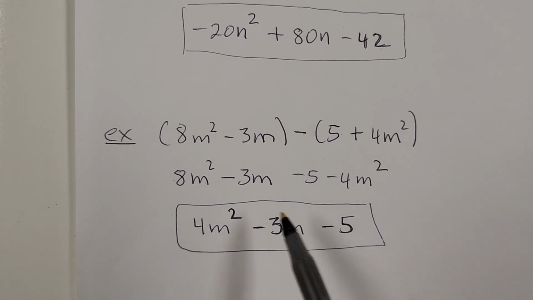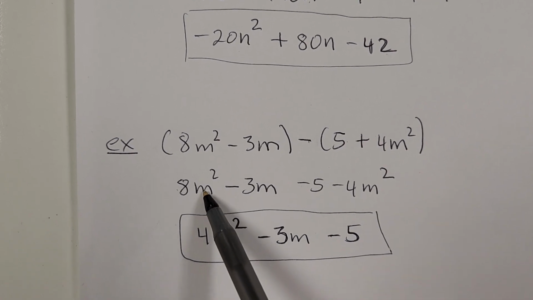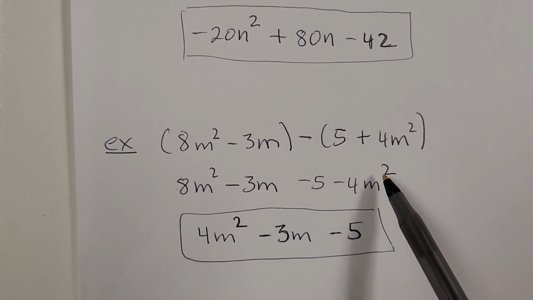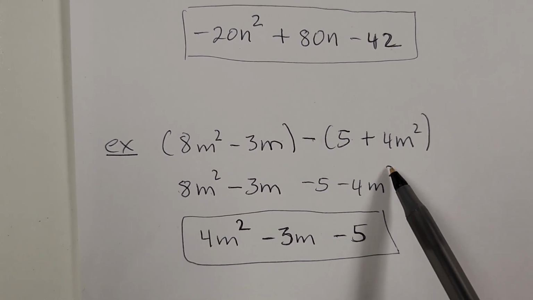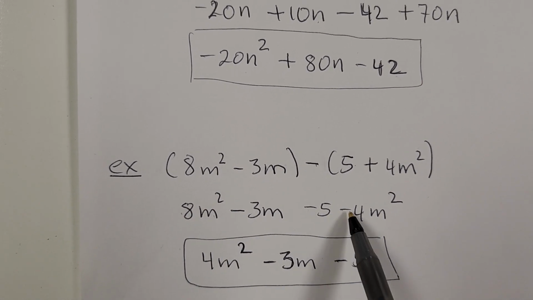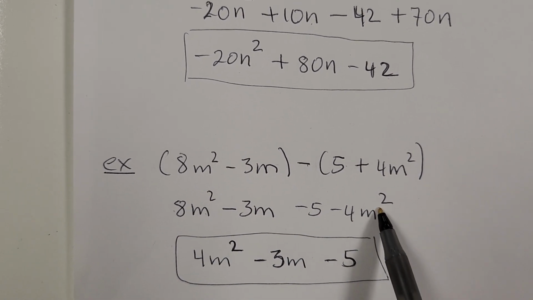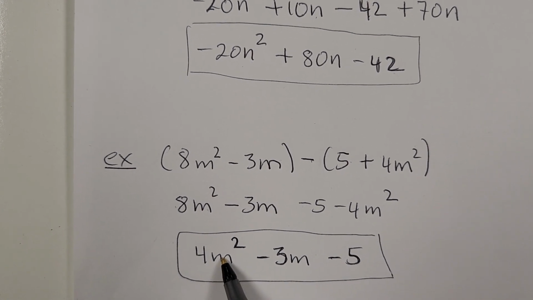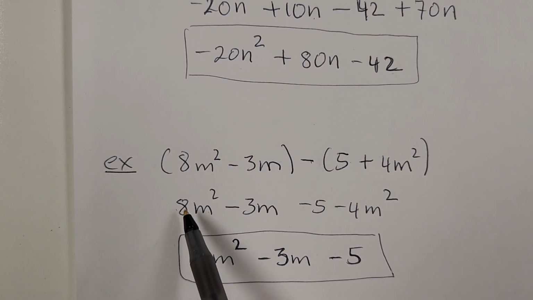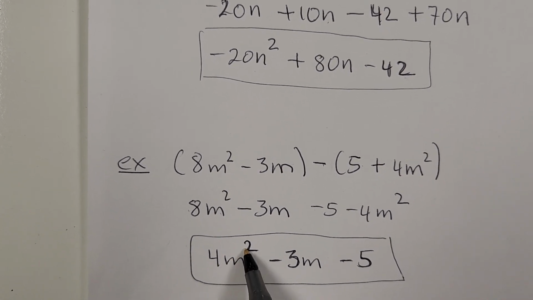After that, combine like terms. Here I have m squared and here I also have m squared. So it is the same term. Leave that m squared alone. Now all you have to do is 8 subtract 4 gives me 4. Again, m squared is the same term, so leave it alone. Just add and subtract the coefficient, which is the number in front of the letter. So 8 subtract 4 gives me 4m squared.